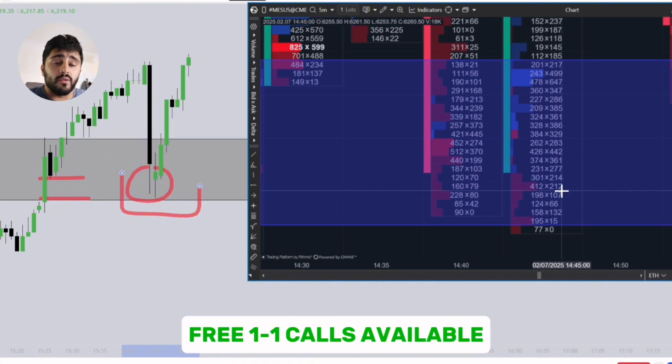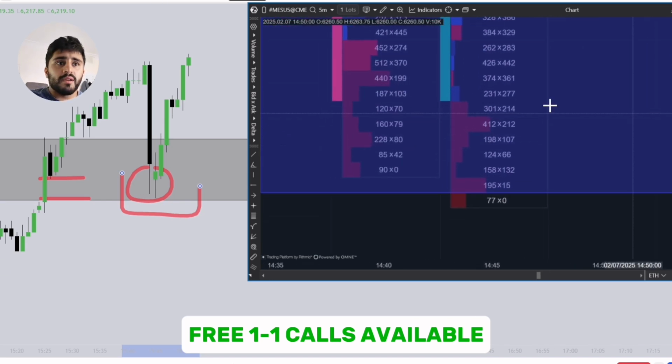And the reason I know aggressive sellers failed is because we can see the negative delta. So a very quick summary of what we see over here. We have a green candle with lots of negative delta. So we see 77 for 0, right? So what does that 77 for 0 actually mean?